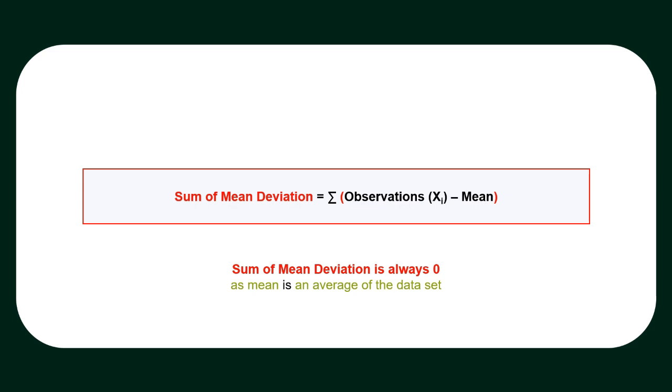We note that sum of mean deviation is always 0. This is the case because the sum of deviations on the left side and the right side of the mean will be similar in value but of opposite signs. Sum of deviation has no utility in quantifying risk as its value is always 0.